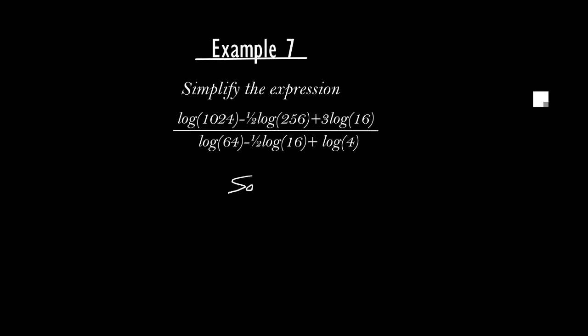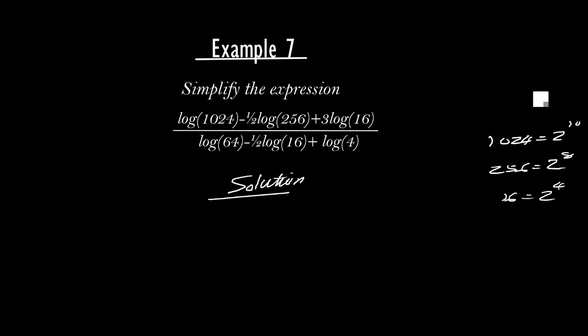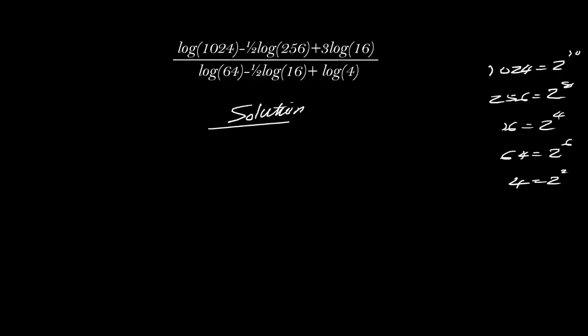Example number 7, you've been told to simplify the expression log 1024 minus a half log 256 plus 3 log 16, all over log 64 minus a half log 16 plus log 4. Remember, 1024 is 2 raised to power 10 and 256 is the same as 2 raised to power 8. 16 is the same as 2 raised to power 4. 64 is the same as 2 raised to power 6, and 4 is the same as 2 raised to power 2.